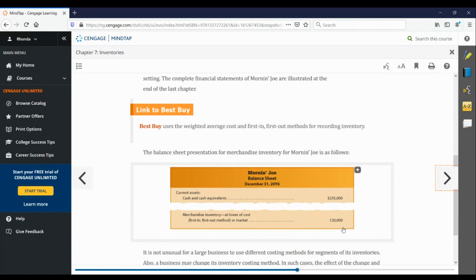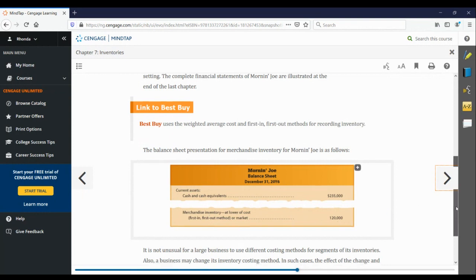What I want to emphasize to you is that on the balance sheet, you're going to show which method that you've used. That way the users will be more informed about the inventory valuation methods and how they will affect the financial statements. The ending inventory, I want to emphasize, is always going to be a current asset that shows up on the balance sheet.